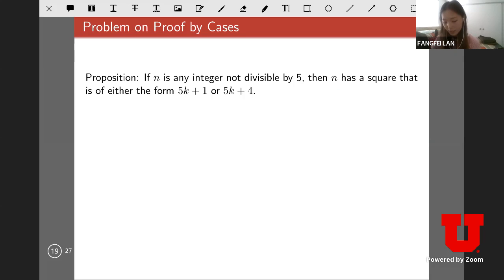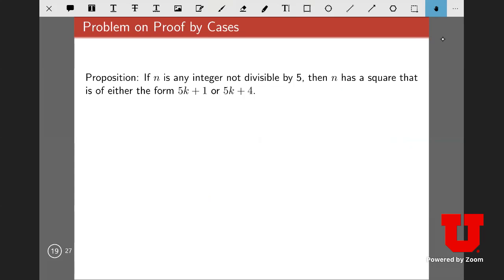But first of all, let's think about how many cases there are for this problem. Yeah, 2 cases. Why 2 cases? Because of 5k plus 1 and 5k plus 2. Well, no, n is either odd or n is even, right? There's only 2 options for what n could be.